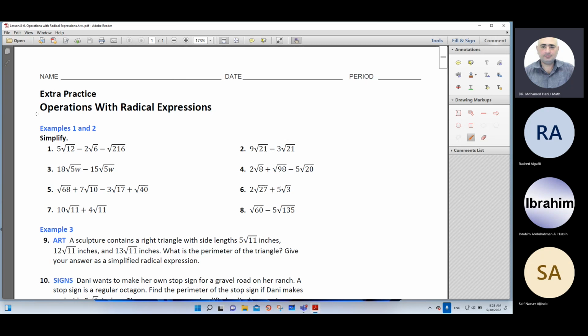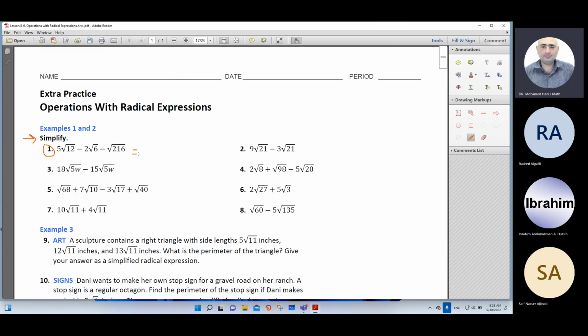You wrote this title, Operations with Radical Expressions. Write this question, please. Simplify. As you see here, exercise number 1. We have 5 square root of 12 minus 2 square root of 6 minus square root of 216. As you remember, here we have different square roots. Here 12, here 6, here 216. So we cannot do subtraction between them because we have different square roots. So what do I do to do this operation? Try to simplify the square roots.